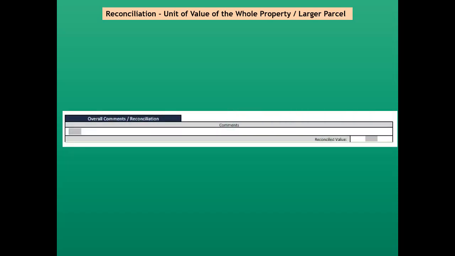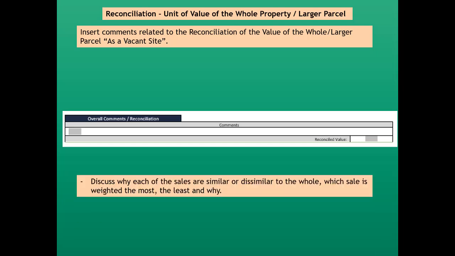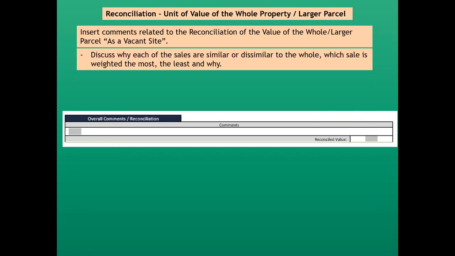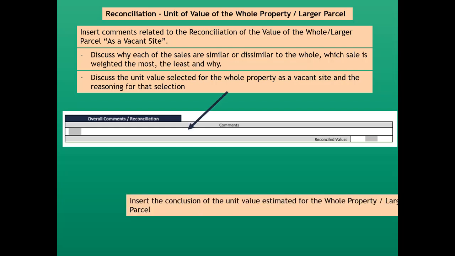That's at the bottom of the grid. We insert comments related to the reconciliation of the whole or larger parcel as a vacant site. Discuss why each of the sales are similar or dissimilar to the whole, which sale is weighted the most and the least, and why. And discuss the unit value selected for the whole property as a vacant site and the reasoning for that selection. That all goes into that area right there.